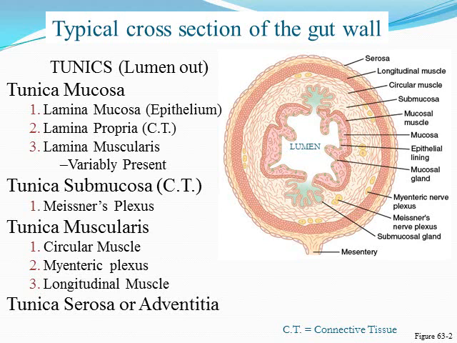I've highlighted the lamina muscularis, which is variably present, meaning it's not in every part of the digestive wall. And then at the bottom there, you see tunica adventitia. We only see adventitia at areas where the tube, the gut tube, or the alimentary canal, interacts with connective tissue and is not its own separate organ.